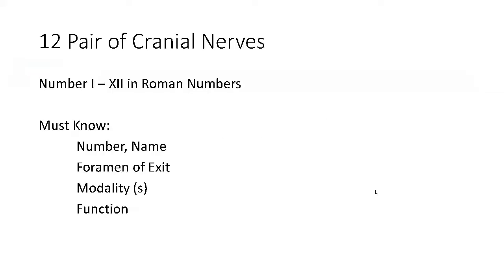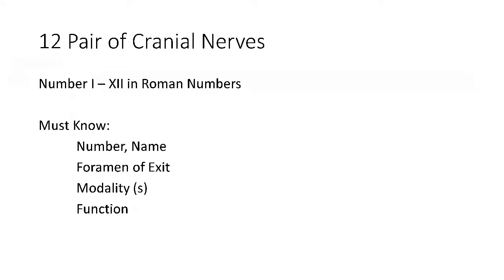All right, this will be the lecture on cranial nerves. This goes with the skull lecture. We're going to be looking specifically at the cranial nerves. There are 12 pair of cranial nerves. We number them 1 through 12 using Roman numerals. And this is the one place that in class we have to use the Roman numerals.